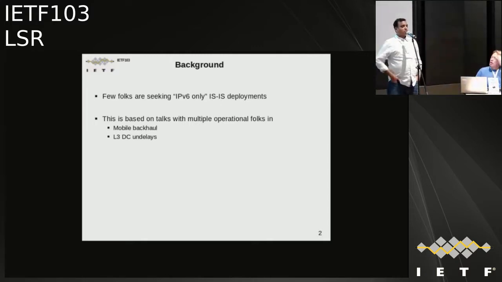Okay, so we have known multi-topology for the last 10 years maybe. I implemented multi-topology in my earlier life. But what's new here is that people are seeking to use IPv6 only. Earlier you had V4, and people wanted to introduce V6 into the network. Now people want to use an IPv6-only topology. For the use cases, I talked to multiple people who are in mobile backhaul and L3 DC underlays. Next slide, please.